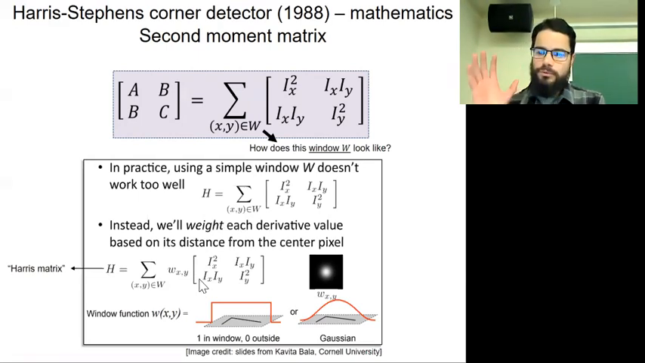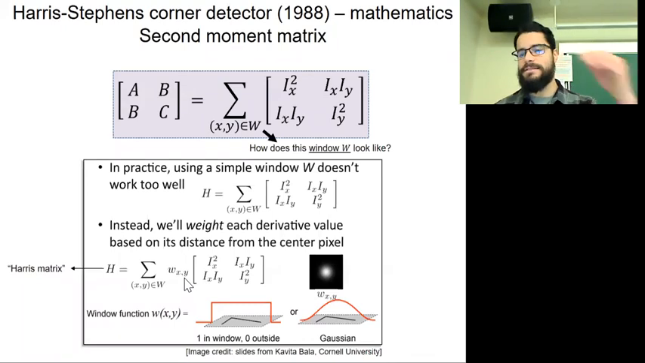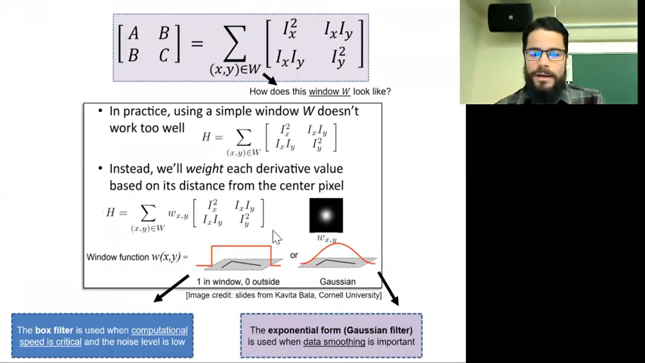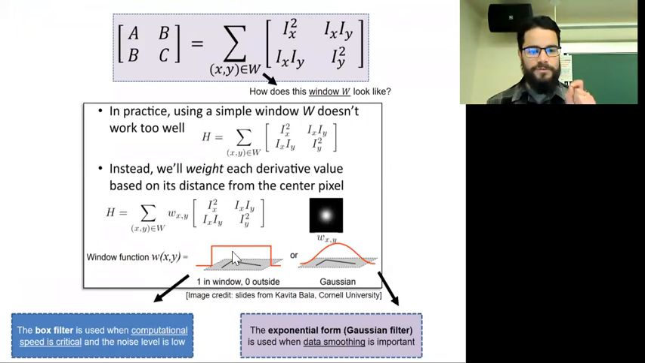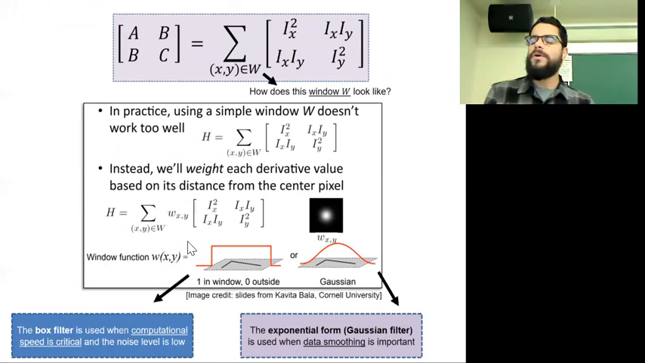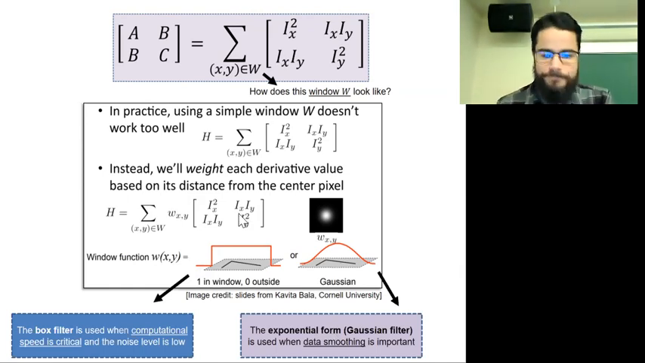Okay, so again, just wanted to mention that this is not a mandatory thing, but this is usually done when calculating the corners. So let's just consider that we're doing that. In particular, when are you going to use the window or the Gaussian kernel? The window kernel or the box filter is used when computational speed is critical and the noise level is low. So if you don't expect your input image to be super noisy, you can get away with just multiplying this matrix by a box filter. That would be enough. But if you expect your image to be noisy, you want first to smooth the image and then to calculate these errors that we're talking about. So the exponential form, the Gaussian filter, is used when noise is important, okay?